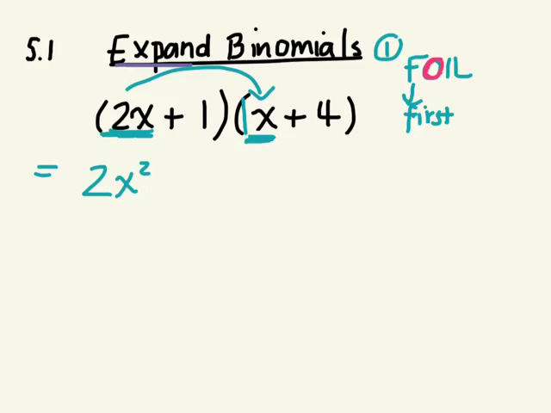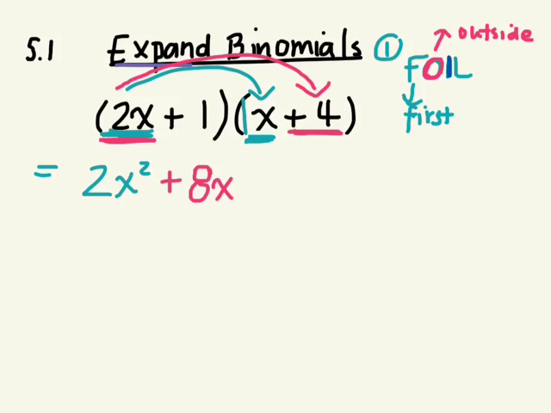Next we have O, the outside terms. So look here. We're going to multiply the terms that are on the outside. So I have this on the outside, and this on the outside, right? So just going in order. First term multiplied by each term in the bracket. What's 2x times positive 4? 2 times 4 is positive 8x.